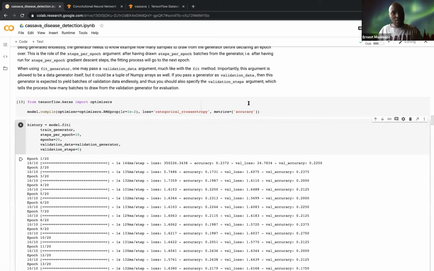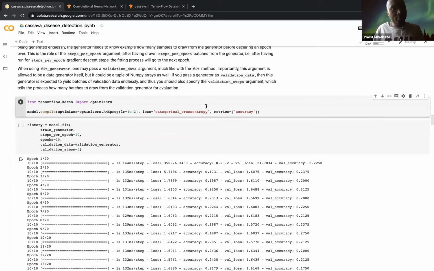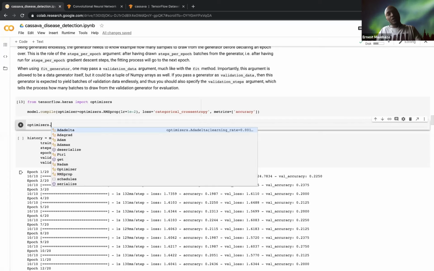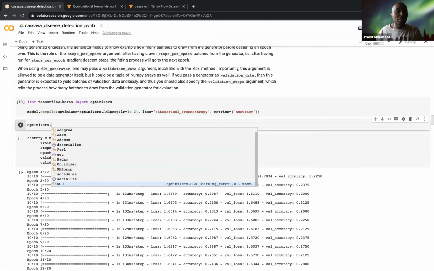Okay, and we'll use the RMSprop. You can use different types of optimizers. The good thing with Colab is that you can see which optimizers are available. If you type optimizers and put the full stop there, then you can actually select different types of optimizers.